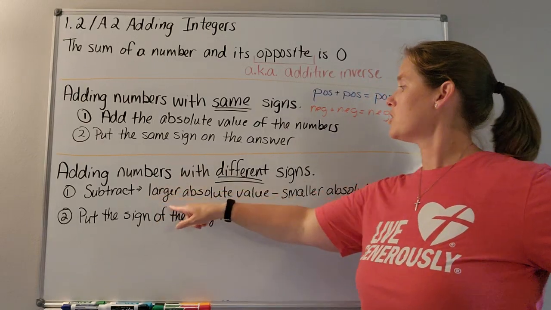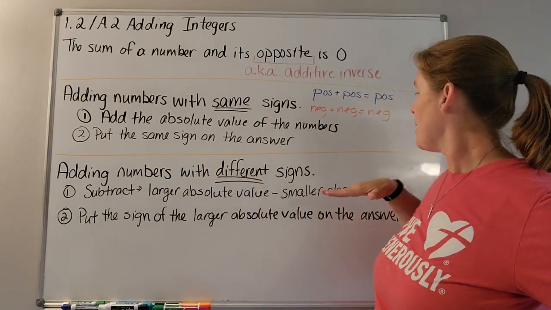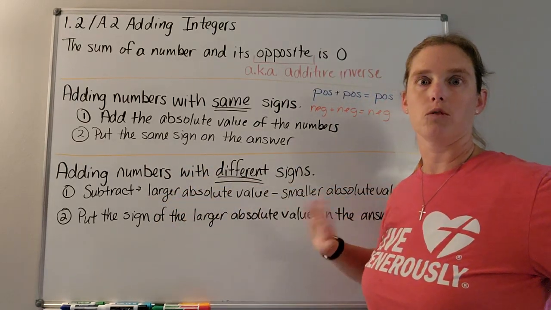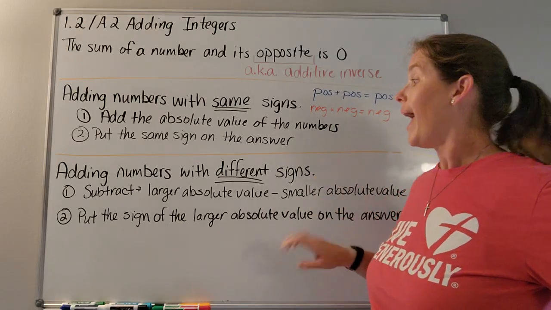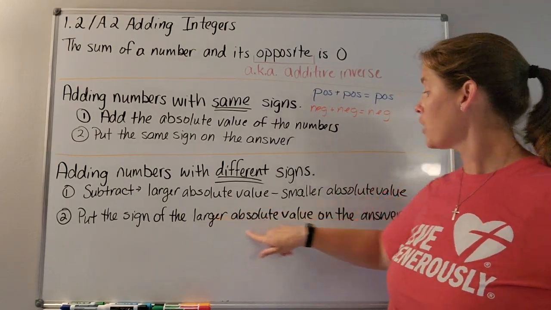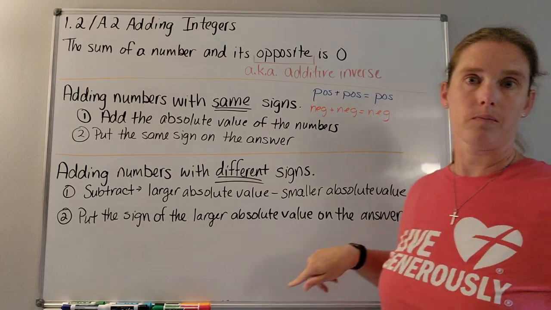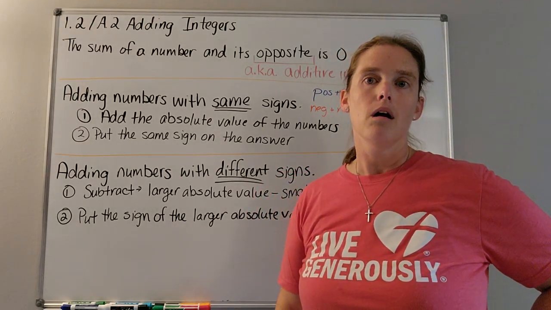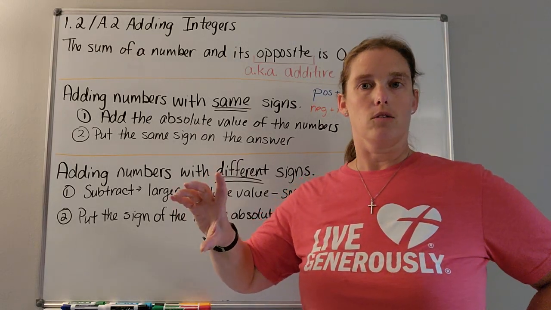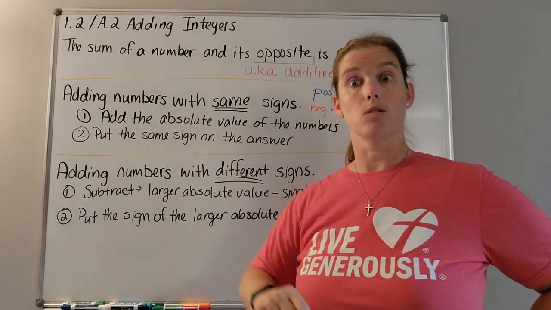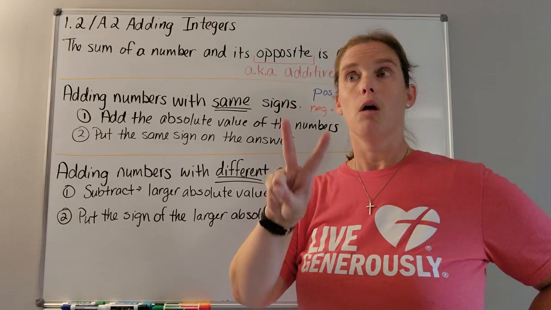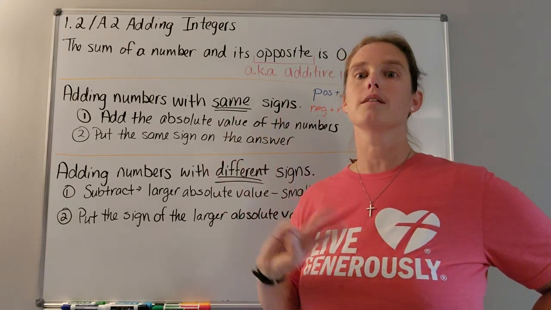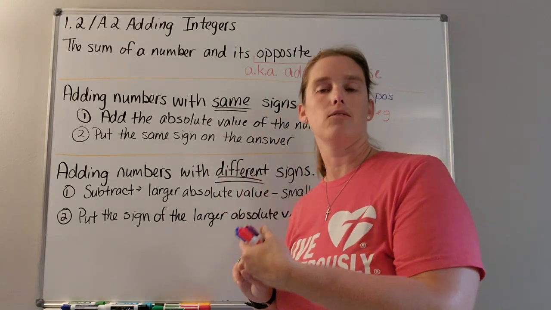I like to write it this way just so you see larger absolute value minus smaller absolute value, because we want to do bigger minus smaller. And then you put the sign of the larger absolute value on the answer. So that's when we did -3 plus 1. What's the absolute value of those numbers? 3 and 1. Well, it's 3 minus 1, 2. But -3 is the larger absolute value, so it makes it -2.